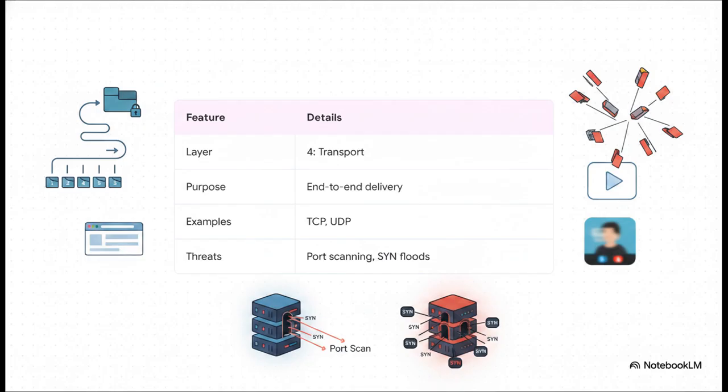UDP, on the other hand, is the fast, kind of reckless one. It just throws data at the receiver without stopping to check if it arrived. But that's actually perfect for things like live video calls, where speed matters way more than perfection.